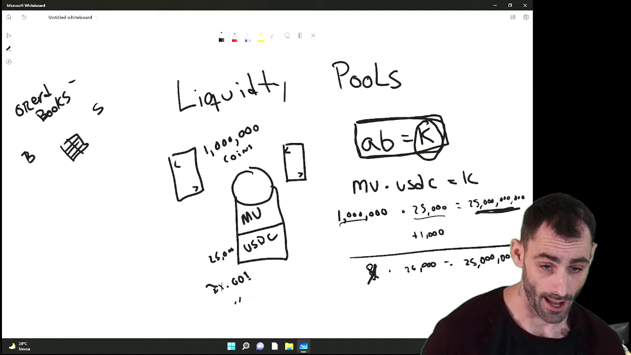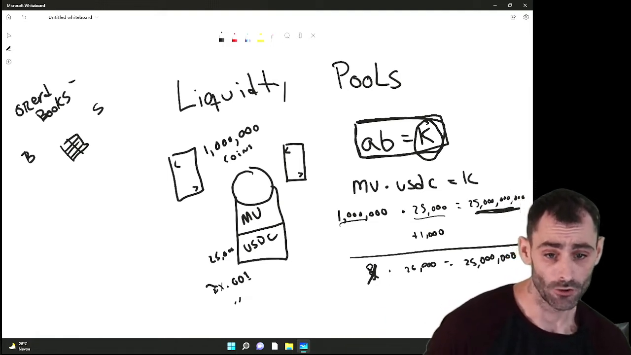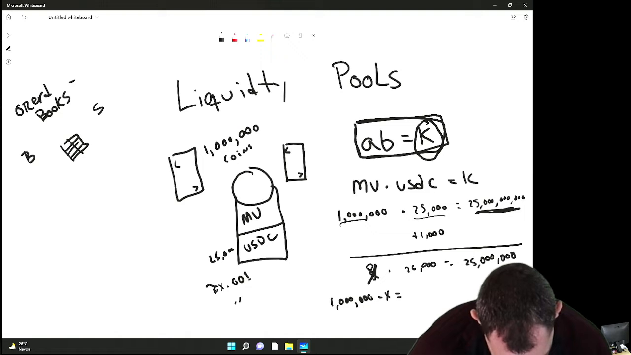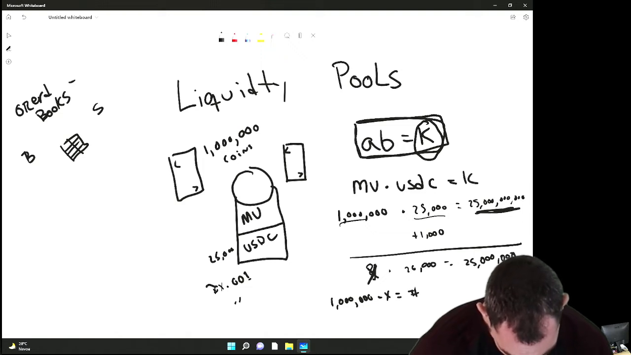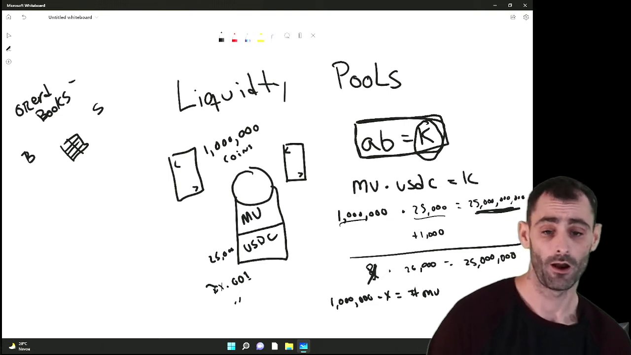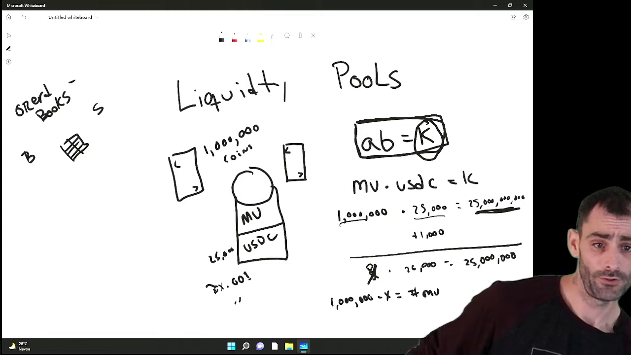You'll be able to calculate the price of mu in terms of United States dollars, and you'll also be able to calculate your 1 million minus x, and that is going to be the number of tokens that you're going to actually receive.